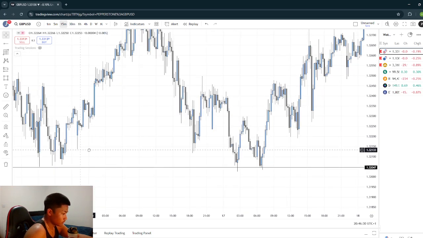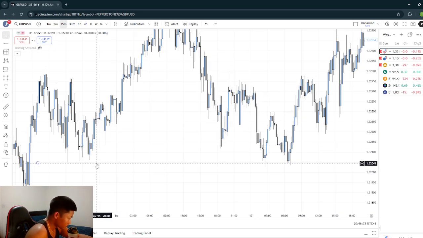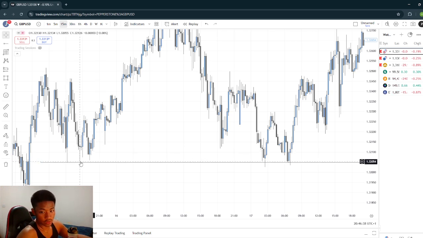Okay, you know what? See why we swept these lows here? See the relatively equal lows right there. Very good strong draws on liquidity. I use them for take profits, and almost every time it never fails me.